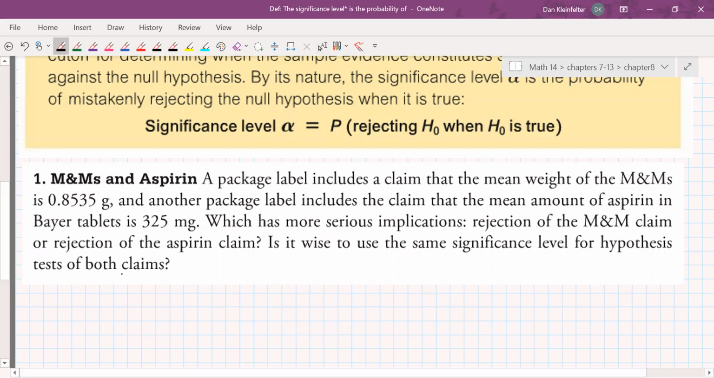So thinking about it, which is worse if it's wrong, okay? If the M&Ms don't actually have a mean weight of 0.8535 grams, then that's maybe bad for the company that makes M&Ms. But if there's slightly more or slightly less chocolate in there, that's not going to be a problem for your health, right? So the M&Ms thing is not a big deal. The aspirin thing is more of a big deal. So rejection of the aspirin claim is more serious. So you would want to use not the same significance level for both. So you would want to use a lower alpha for the aspirin one.